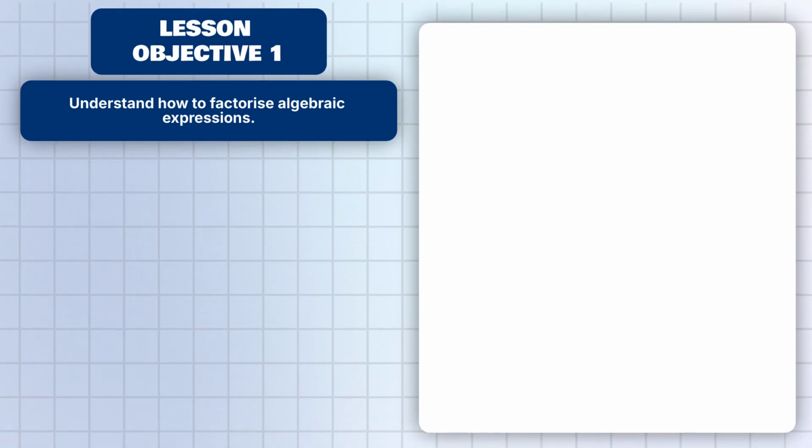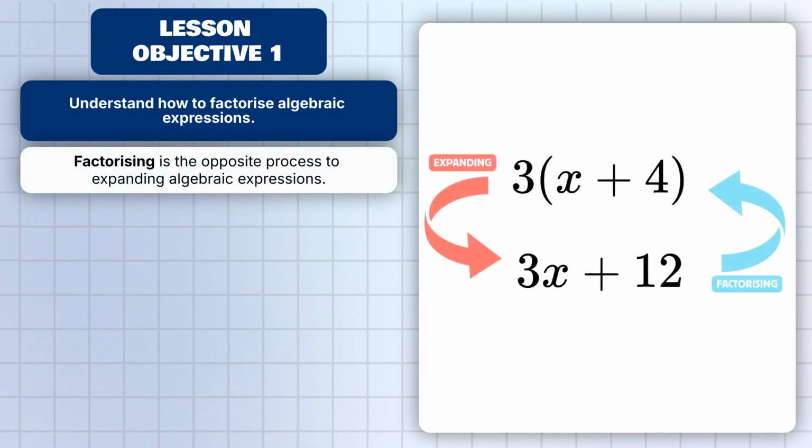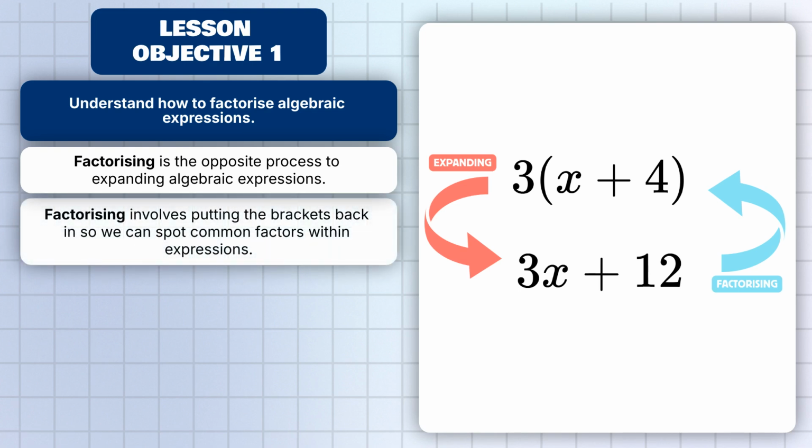In our previous lesson, we became skilled at expanding brackets to break down complex expressions. Today, we'll be learning the opposite process, which is called factorizing. Factorizing involves putting the brackets back in so we can spot common factors within expressions.